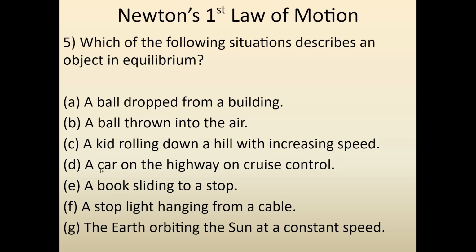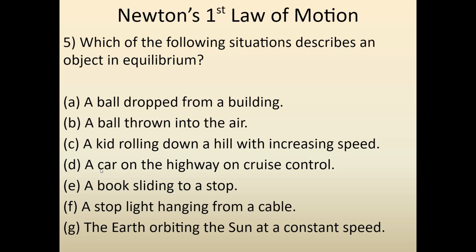D, car on the highway on cruise control. If you don't know what cruise control is, it basically allows you to set your speed and the car will maintain that speed the entire time. So D is in equilibrium. The velocity of this car is not going to change during its ride on the highway. E, the book sliding to a stop. Again, it changes its velocity, not in equilibrium.